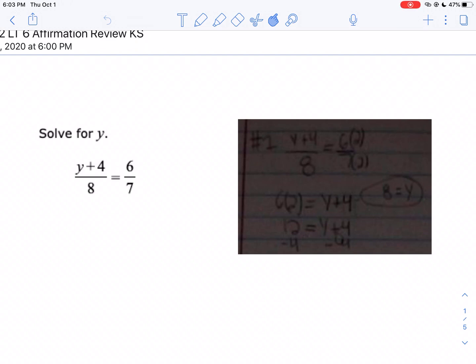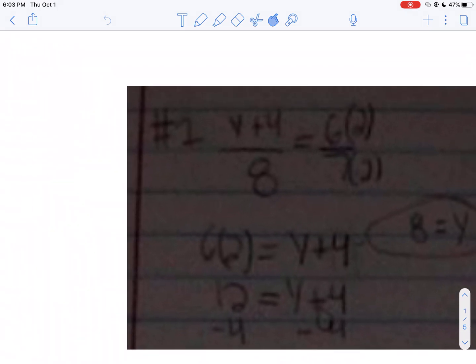Hello, let's take a look at your MT2 LT6 affirmation. Your work was fine. I could see your work, but when I copied it to this document, it turned kind of dark, so I'm going to have to try to go along with this.